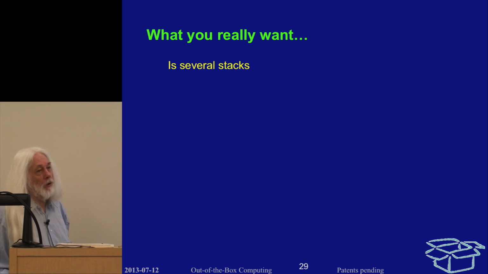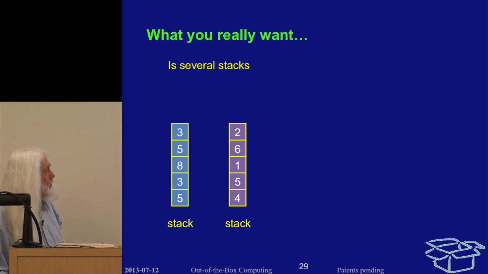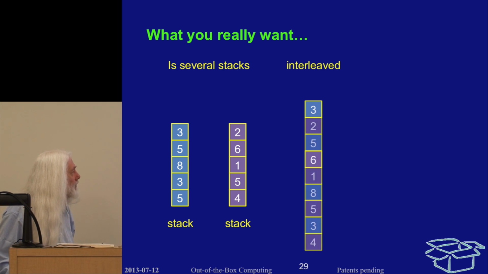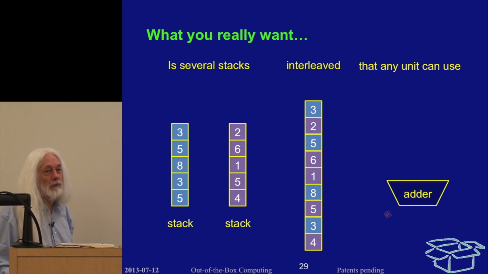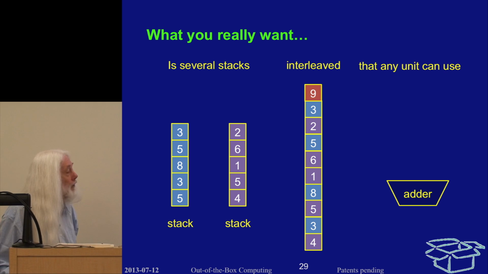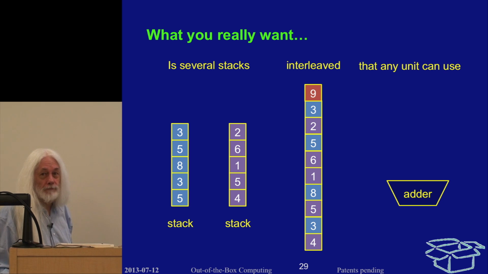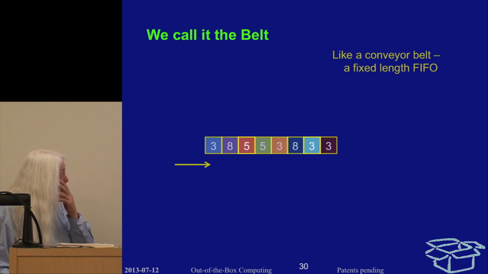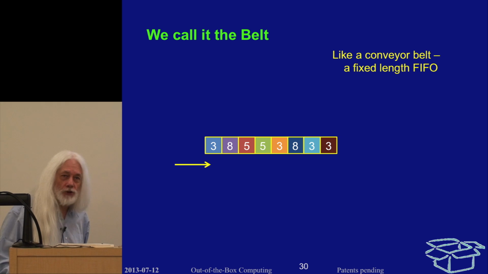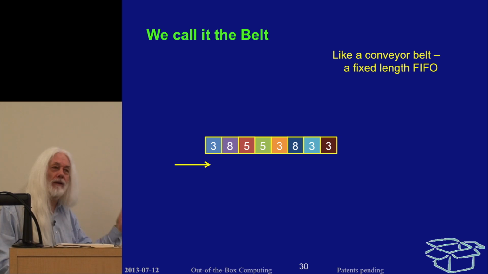What you really want is several stacks. But they need to be interleaved. And you want any operand within them to be usable by the functional units in parallel. Well, that's the way the Mill works. We call it the belt. It works like a conveyor belt. This is a programmer's model. It's a conceptual model. There's actually no huge shift register on the inside, and I'll get to how it works on the inside later.